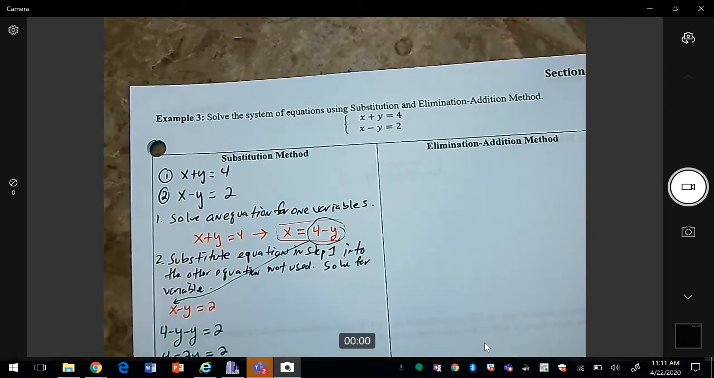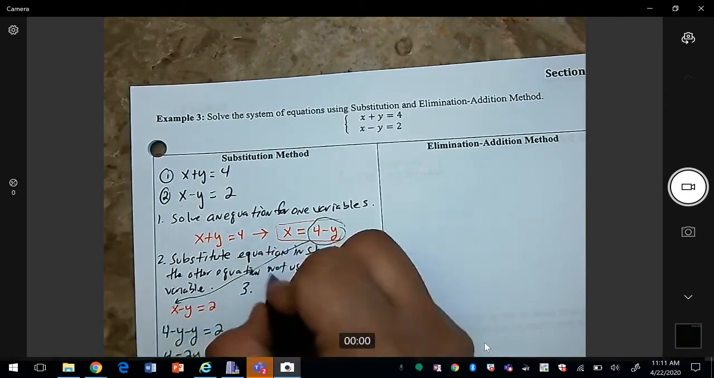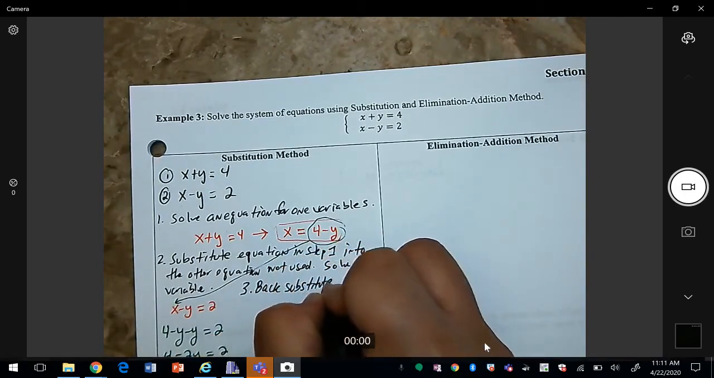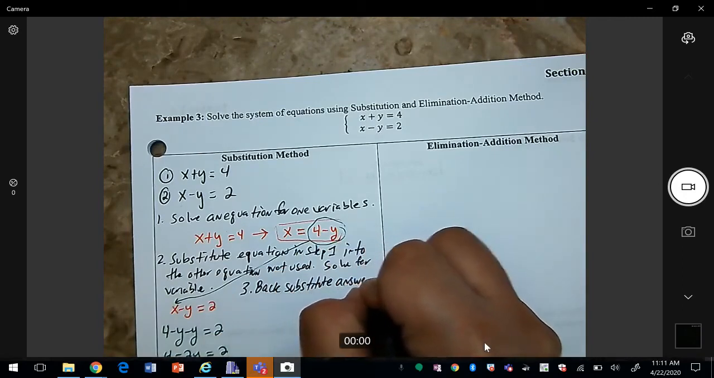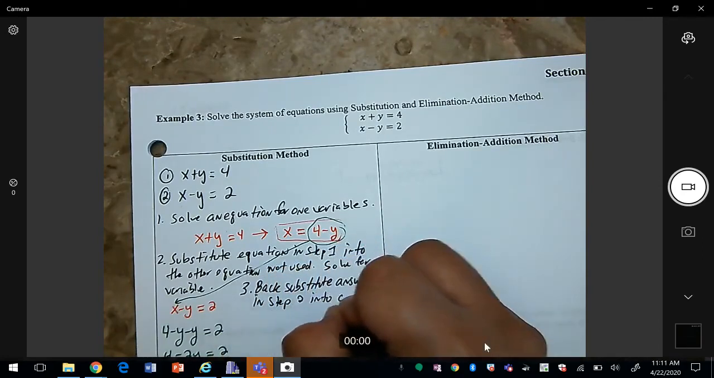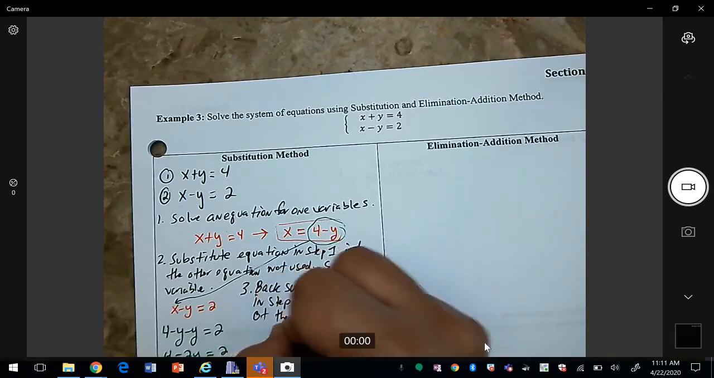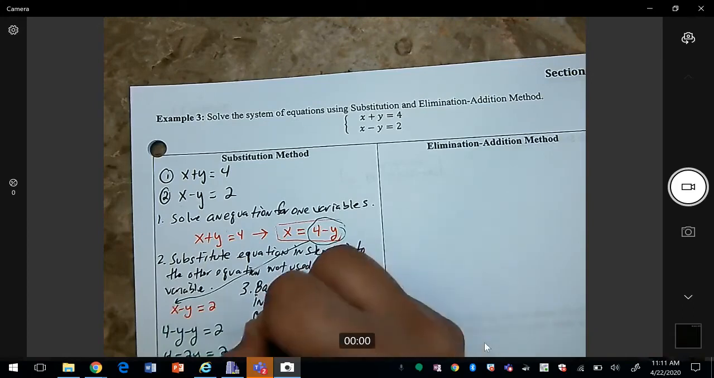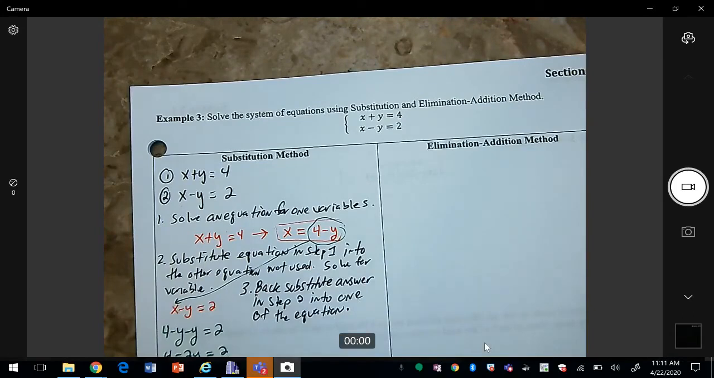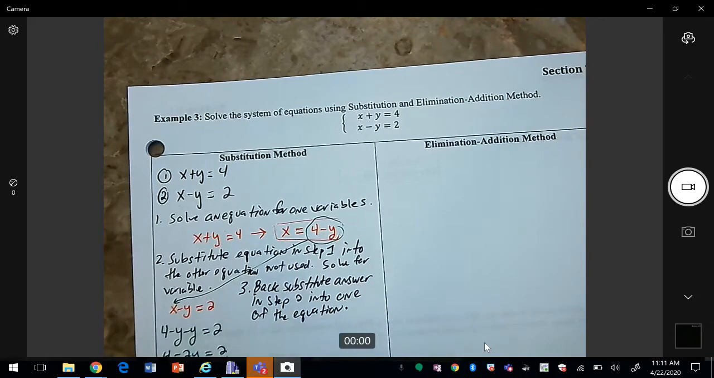Your solution should always be an ordered pair. So step 3 is going to be to back substitute our answer in step 2 into one of the equations from the original system. Or it could also be this equation that we have that we rewrote. So I'm going to go ahead and use equation 1.